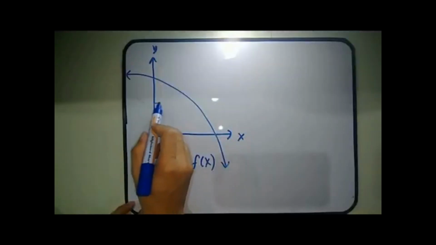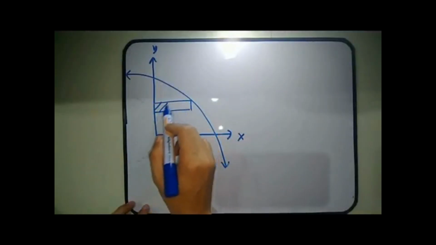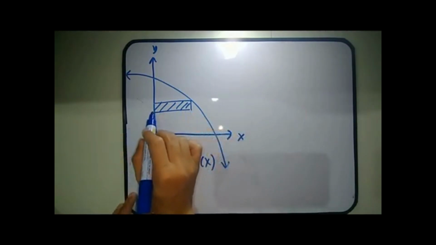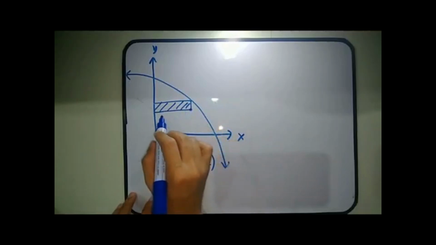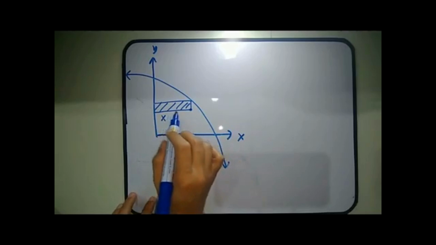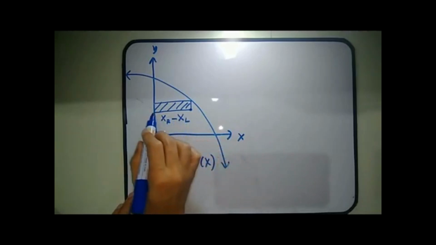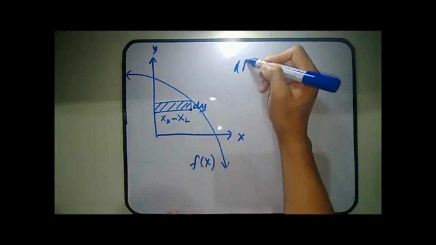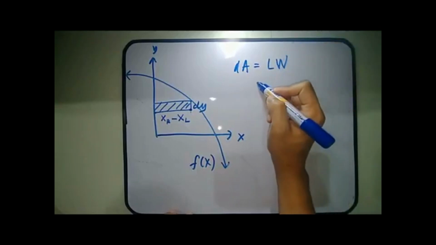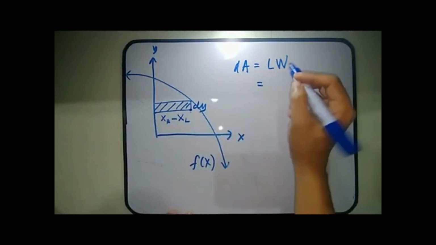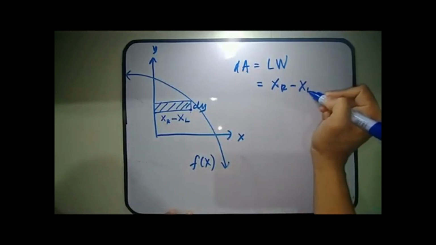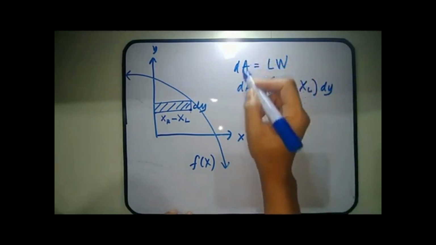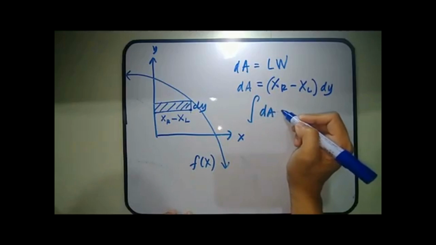Another scenario is we get a horizontal strip. Here we have this curve f of x bounded in the first quadrant. Then for the area of that rectangular strip, the length, since it is projected on the x-axis, will be x right minus x left, so x sub 2 minus x sub 1. It's a distance formula. Then the width, since it's projected in the y-axis, is differential of y. So differential of A is length times width. Length is x r minus x l, width is differential of y. So integrating both sides, we can extract the area.